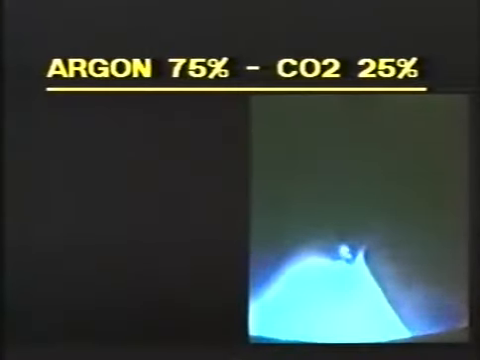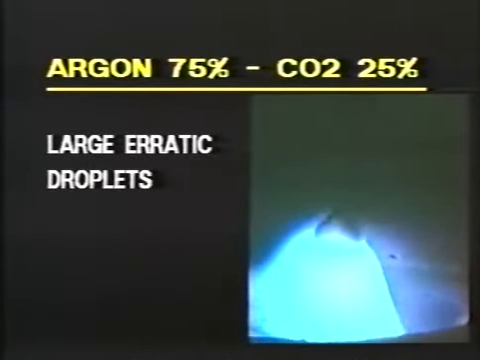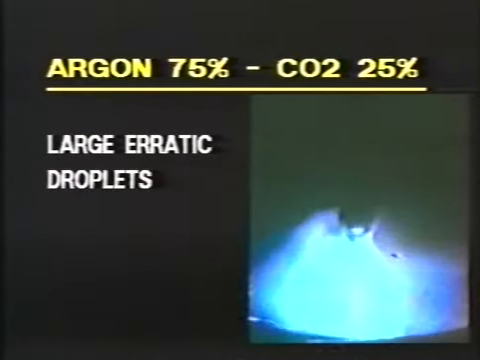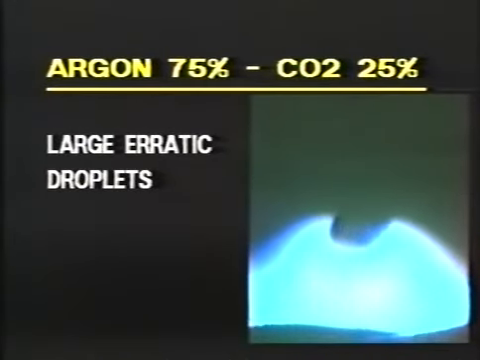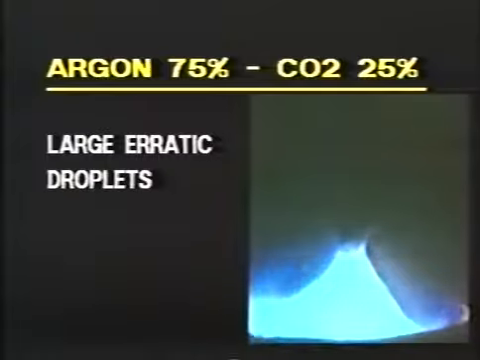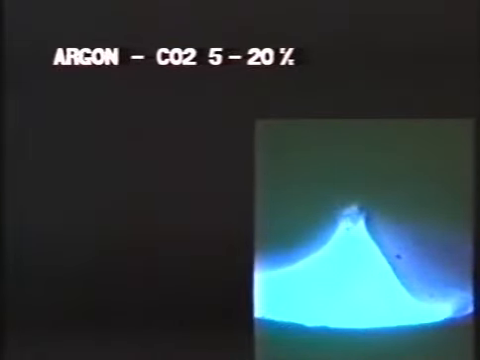When the CO2 is mixed with an inert gas such as argon, the droplet transfer changes. 75% argon plus 25% CO2 still produces erratic, large droplets unless excessive currents and voltages are used. A typical argon mix would have 5 to 20% CO2 for spray transfer.